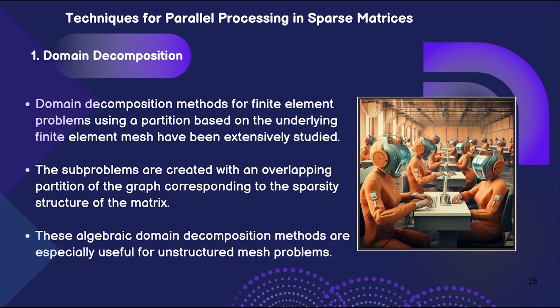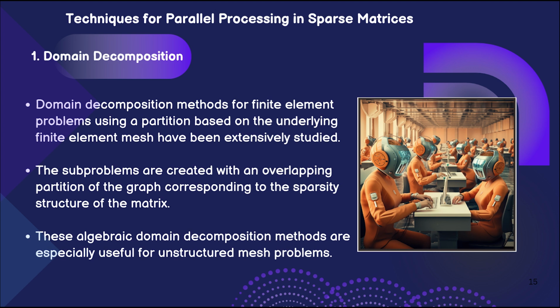Now we will see some techniques for parallel processing in sparse matrices. The first one is domain decomposition. Domain decomposition is a technique in parallel computing where a large computational dataset is split into smaller subdomains. These subdomains are then assigned to different processors, allowing the problem to be solved in parallel. This is especially useful in areas like scientific simulations, like climate modeling for example, and matrix operations where computations can be performed independently across different sections of the data.